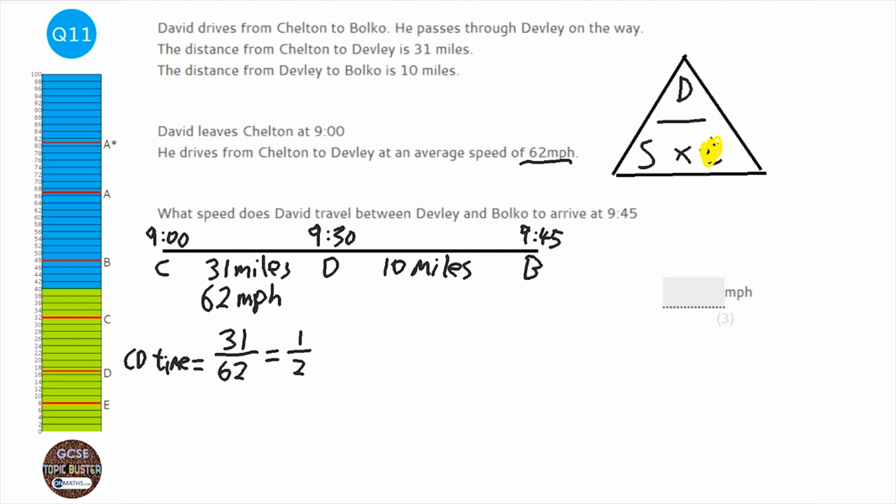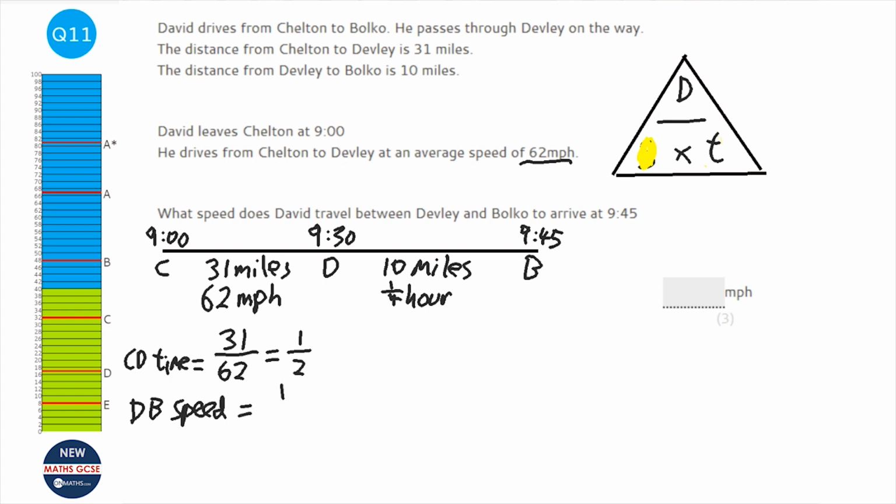So that's 15 minutes. So we know that the distance is 10 miles, and we know it's a quarter of an hour he's got. Okay, so looking at the speed distance time triangle again, let's just put time back. We're looking for the speed, so I'm going to cover up speed. It's distance over time.